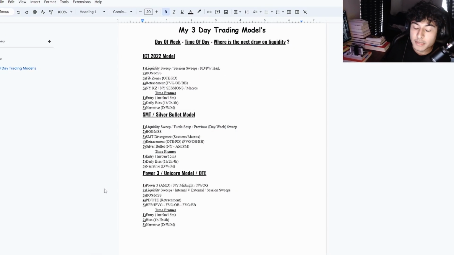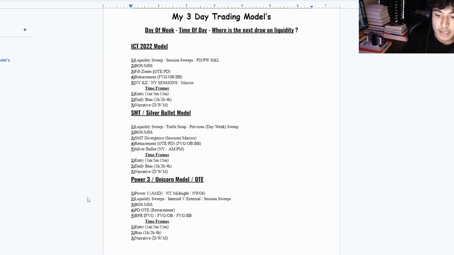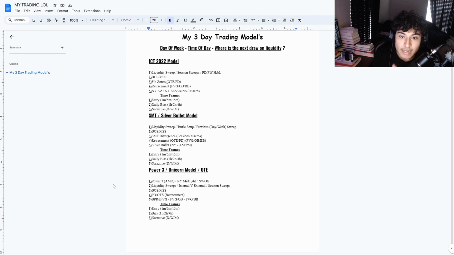The next one is going to be SMT or silver bullet. Silver bullet is a specific time window that I like seeing a trade form. The majority of the time it is a fair value gap during the silver bullet hour. For New York local time, it is 10 o'clock a.m. to 11 o'clock a.m. For the London session, it is 3 o'clock to 4 o'clock. And for the PM session, silver bullet is from 2 to 3 again. During the silver bullet though, I like trading macros too.